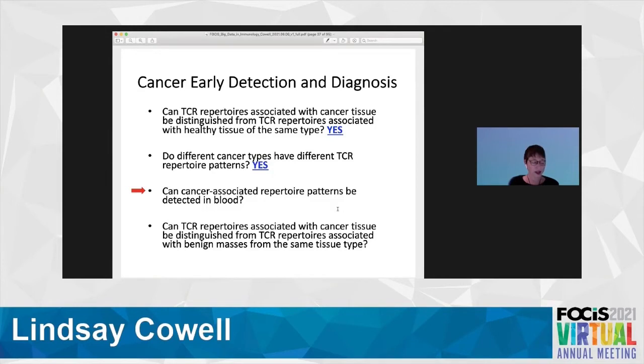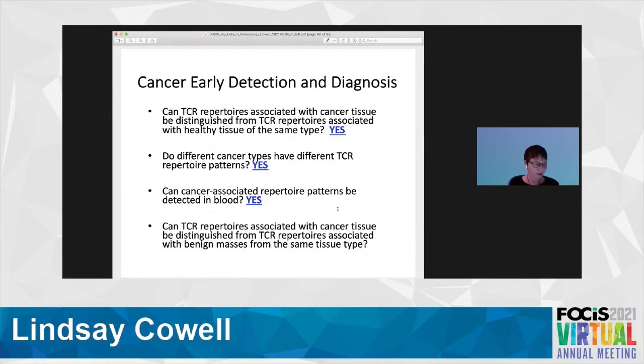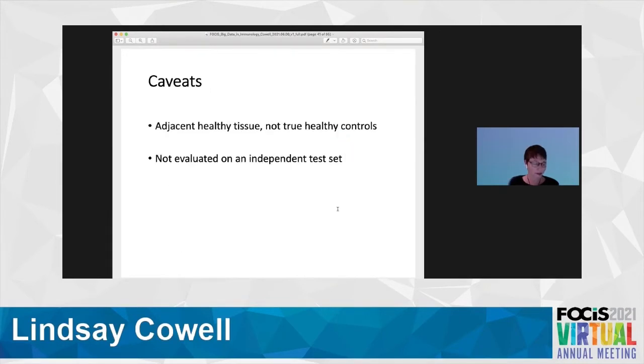So what about our third question? Can cancer-associated repertoires be detected in blood? TCR deep sequencing data from peripheral blood of the 16 breast cancer patients is also available in ImmuneACCESS. So we determined whether the motif-bearing CDR3s from the patients' tumor repertoires were present in the patients' peripheral blood repertoires. And we found that they are for 15 of the 16 patients. Overall, we found 19 of the 22 motif-bearing CDR3s in the corresponding blood repertoire. So now we can also answer at least a tentative yes to the third question.